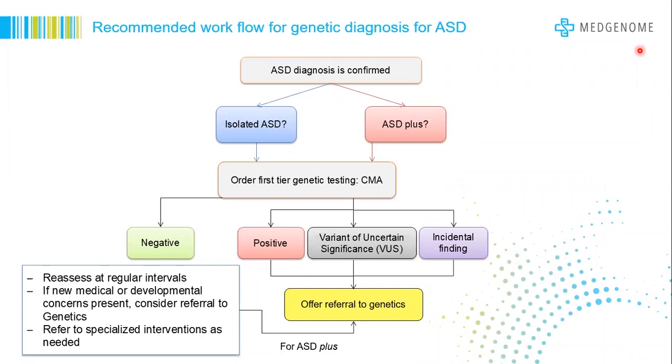And first tier genetic testing is chromosomal microarray. And then this chromosomal microarray could be negative, it could be positive, it could have a variant of uncertain significance, and moreover, you may also find an incidental finding which cannot explain the features. So after this, it is good to refer to a genetic department who can evaluate the child further, because once the report is negative or once you get a variant of uncertain significance, you need to reassess the child at regular intervals to see whether there is a change in phenotype.